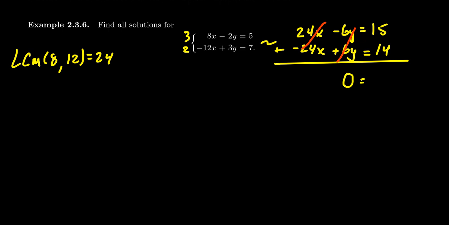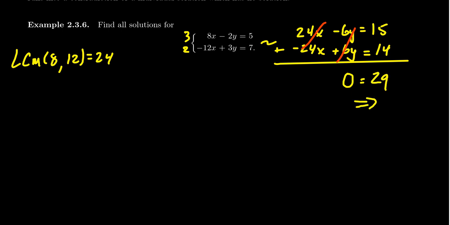But whenever you get something like this, when the entire left-hand side cancels out, this is going to be suggestive that we do not have a unique solution. It's going to be one of the other two cases, either zero solutions or infinitely many solutions. Now, on the right-hand side, you get 15 plus 14. That adds up, of course, to be 29. And you get this contradiction.